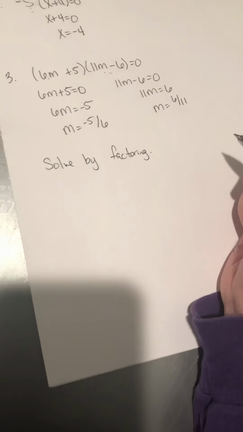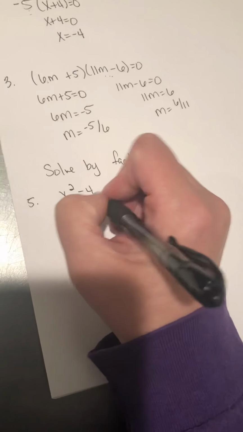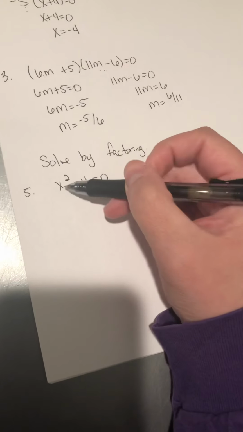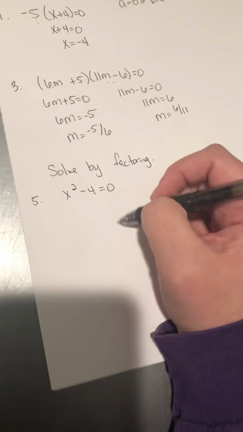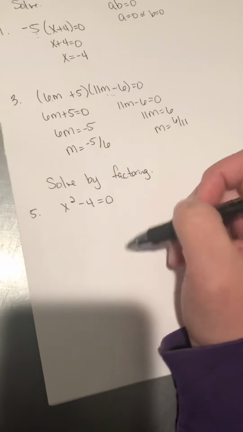So if we want to solve by factoring, we're going to jump to number 5 here. We have x squared minus 4 equals 0. You could solve this using a radical. You could add 4 to both sides, and you'd get x squared equals 4. Take the square root, and you have to do plus or minus. So plus or minus the square root of 4, which is 2. So your answers would be plus or minus 2.